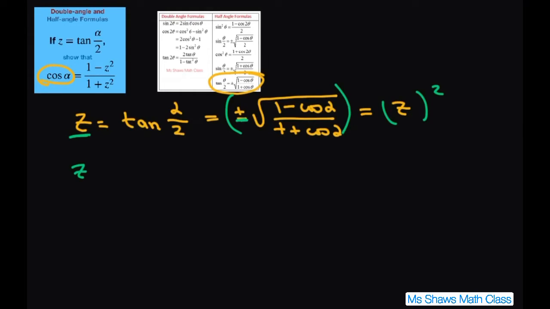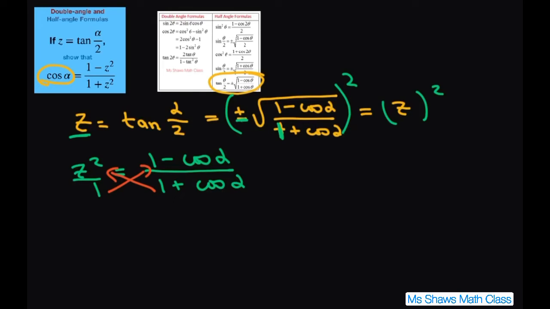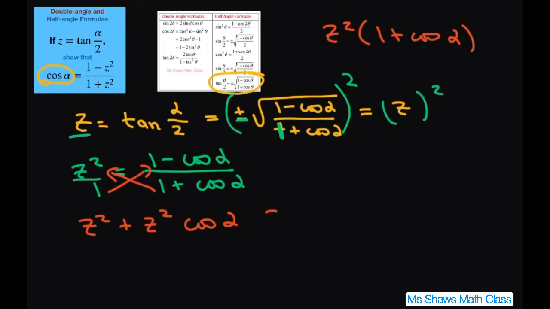So you're going to get z squared equals (1 minus cosine of alpha) divided by (1 plus cosine of alpha). Now, I'm going to cross multiply. So I'm going to multiply z squared times 1 is z squared, plus z squared cosine alpha. I'm just doing z squared times (1 plus cosine of alpha) equals 1 minus cosine of alpha.